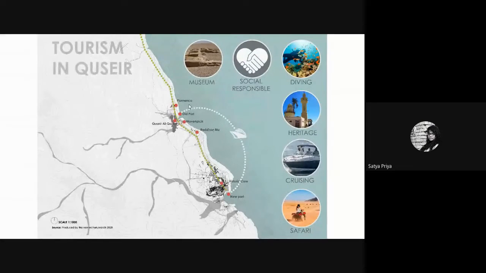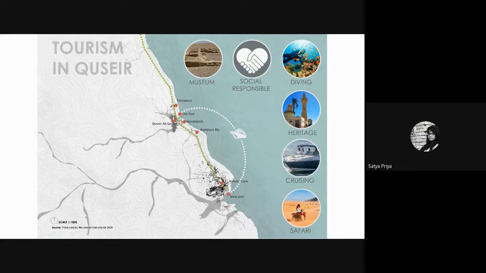And right now, the Flamenco, Movenpick, and the Radisson are quite fragmented paths in the resort areas. There's not much of a connection between these spaces. The Qussair Al-Qadim excavation site as a museum would consolidate these resort areas.